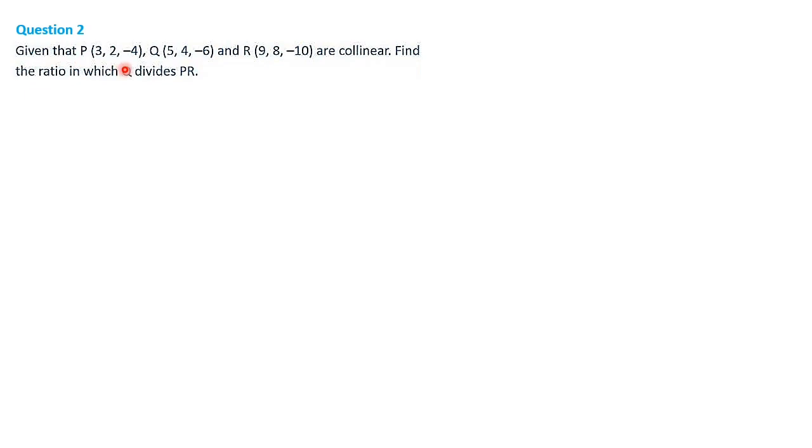Next we shall discuss the second question. Given that P(3, 2, minus 4), Q(5, 4, minus 6) and R(9, 8, minus 10) are collinear, find the ratio in which Q divides PR. Collinear means these 3 points lie on the same straight line. P, Q and R are the 3 points, and we find the ratio in which Q divides PR. So Q is dividing the line joining P and R in a particular ratio. That ratio we have to find out.